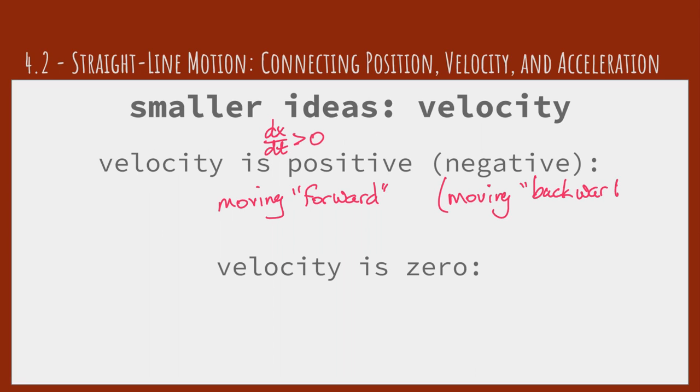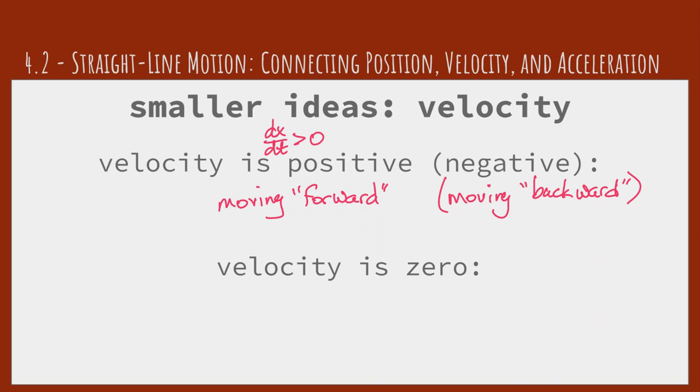Again, the position is decreasing, so we're moving to the left on the x-axis or moving down on the y-axis, or the mile markers are getting smaller. So the position is getting smaller, so we're moving backward.